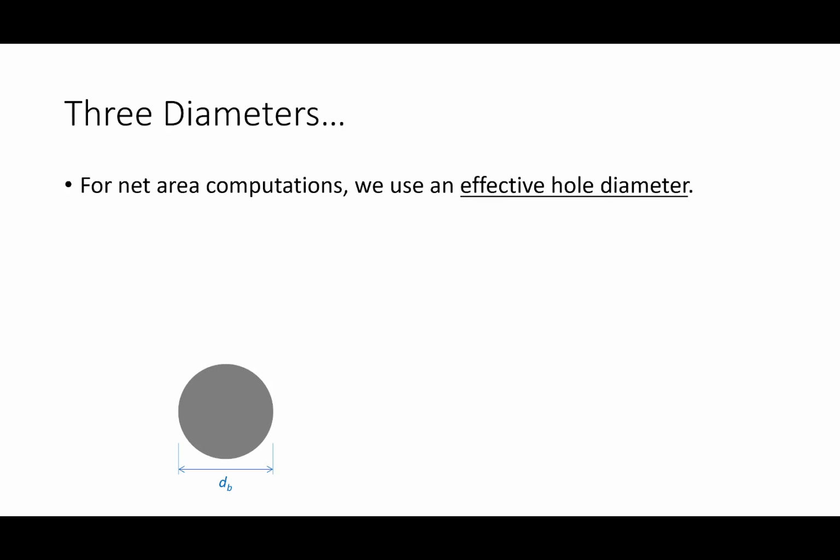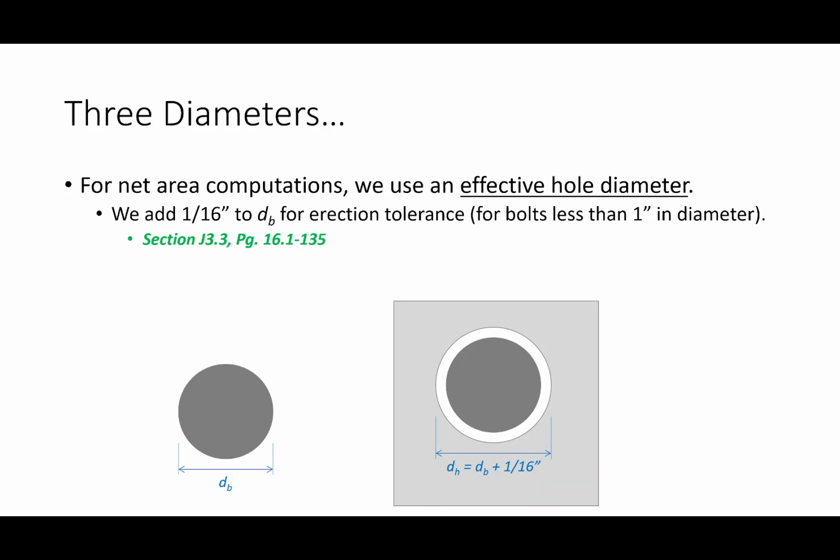Okay? So when we're doing net area computations, what we need is a hole diameter, not a bolt diameter. We need the hole diameter. We need, specifically, an effective hole diameter. So I have right here a bolt, and I'm going to say that the bolt diameter is D sub B. The first point I want to make to you is that when we drill the hole, we do not drill the hole to the exact diameter of the bolt. It doesn't work that way.